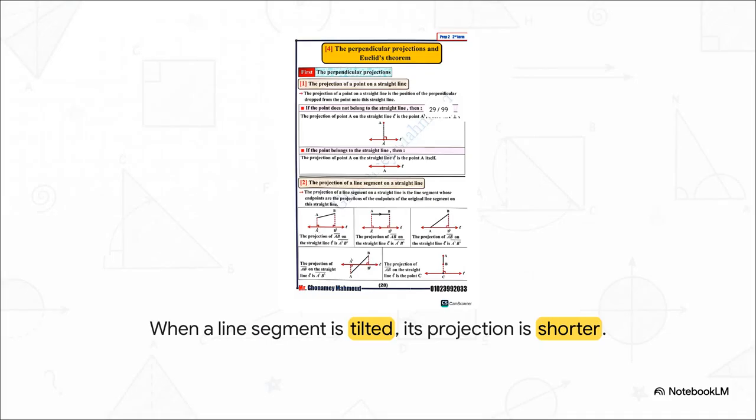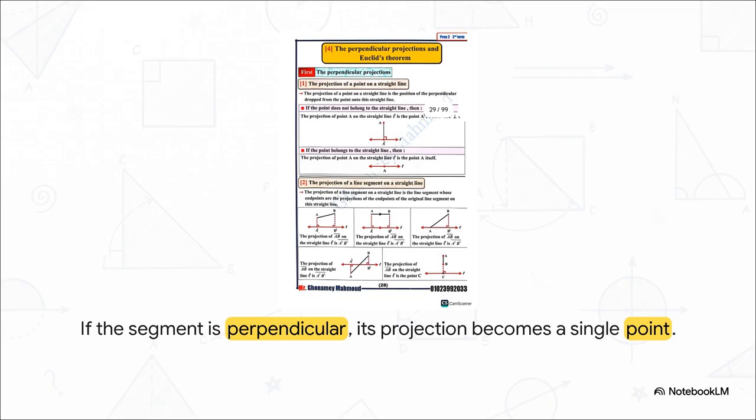Now, this is what you're going to see most of the time. If you have a line segment that's tilted at an angle, its projection is going to be shorter than the real thing. It's just like when a ladder is leaning against a wall. Its shadow on the ground is always shorter than the actual ladder, right? Same idea. But what if that line segment is standing perfectly straight up, completely perpendicular to the line? Well, in that case, both endpoints, A and B, they project down to the exact same spot. So the shadow shrinks from a line all the way down to a single point. Poof, it's just a dot.